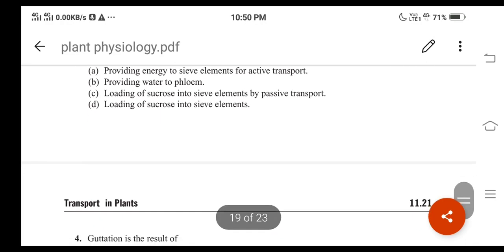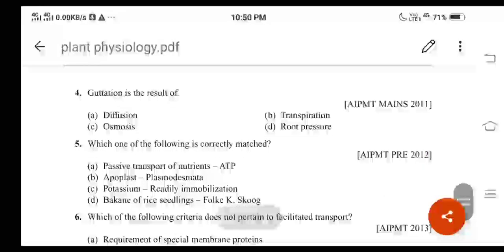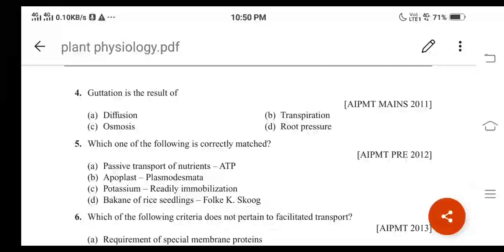Then let us go for the next question. Question number 4: guttation is the result of diffusion, transpiration, osmosis, or root pressure. We already discussed a similar question in the previous classes. Why does guttation occur? It is mainly due to the development of root pressure, or positive root pressure, in the xylem of the roots. So option D is the correct answer.